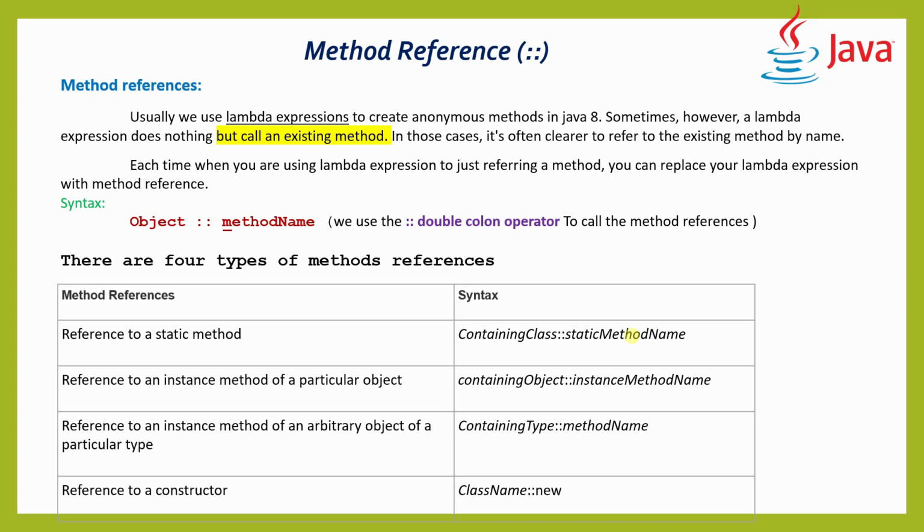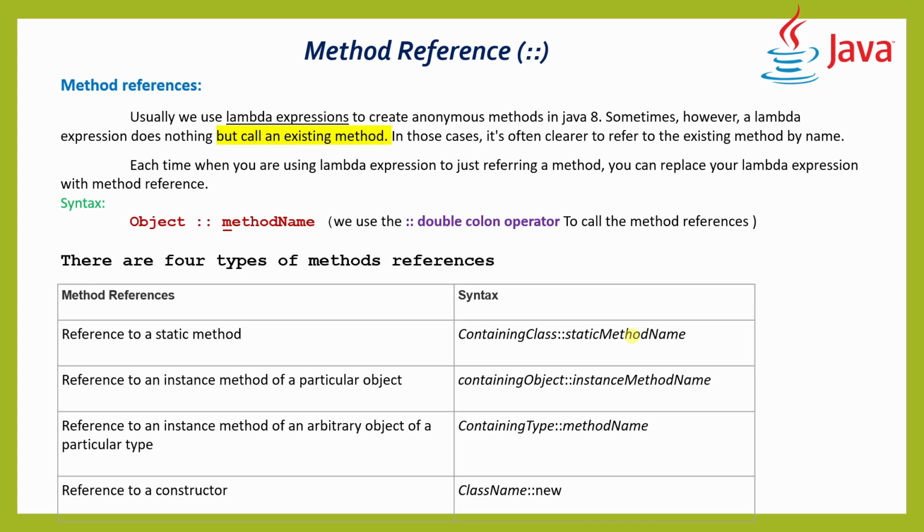Usually we use lambda expressions to create anonymous methods in Java 8. Sometimes, however, lambda expressions do nothing. That means there is no need to use a lambda expression, since when we use one to implement that method, we need to implement our own logic on top of that interface. But the same logic we are expecting is already available in another method. So now we need to call an existing method. In those cases, we will use method references.